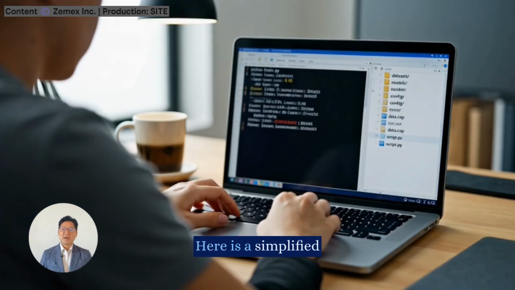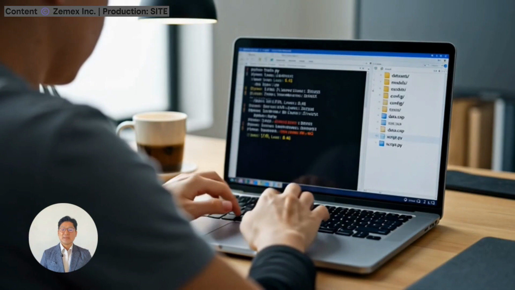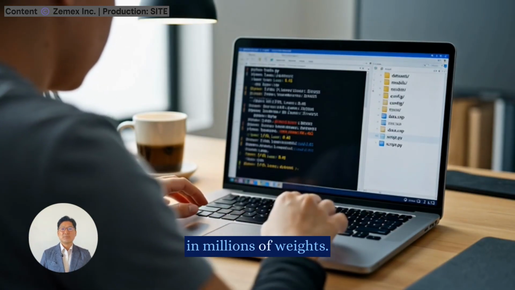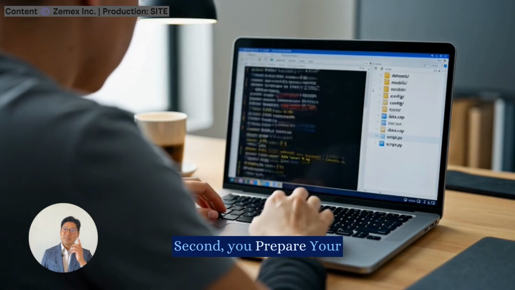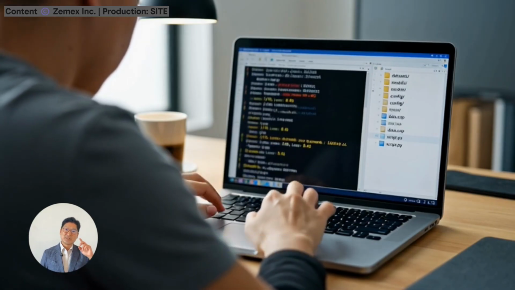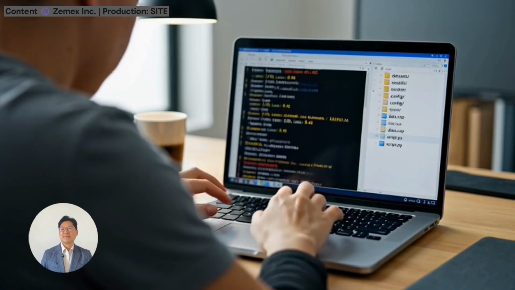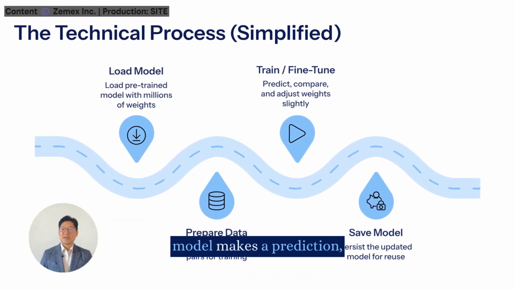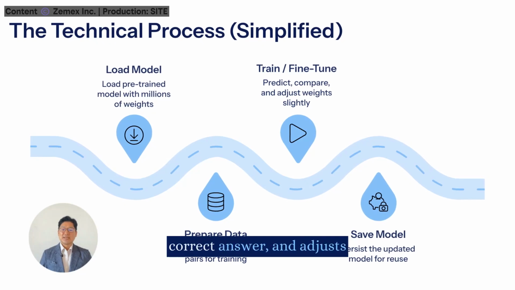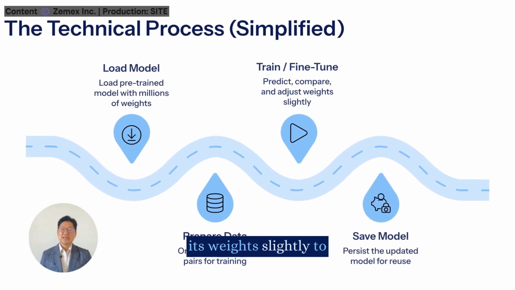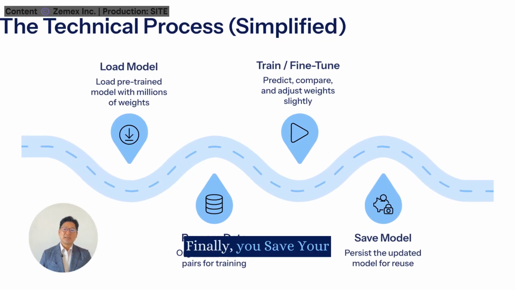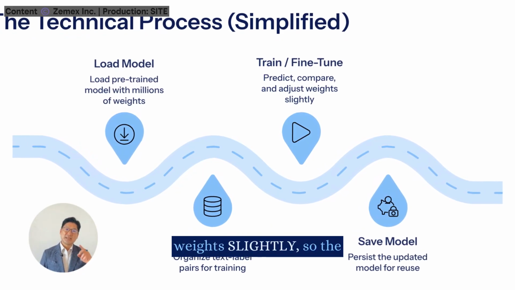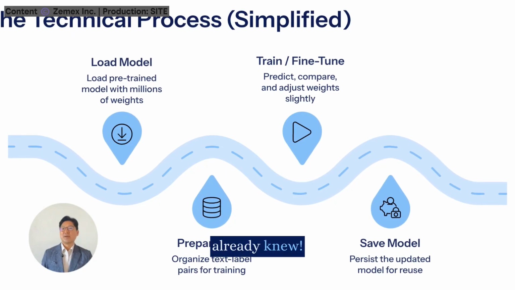Here is a simplified look at the technical process. First, you load the pre-trained model, which brings in millions of weights. Second, you prepare your data, creating a list of text and label pairs. Third, you train or fine-tune. For each example, the model makes a prediction, compares it to the correct answer, and adjusts its weights slightly to reduce error. Finally, you save your model. The key is that we are only adjusting weights slightly, so the model keeps everything it already knew.